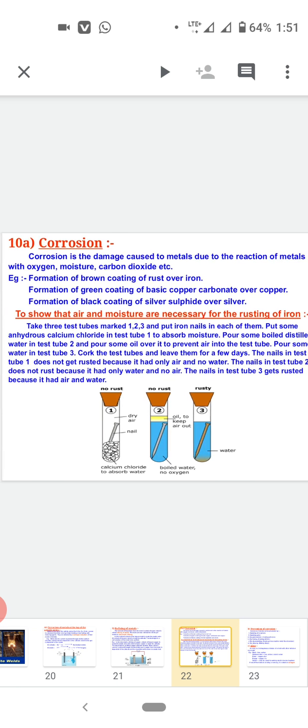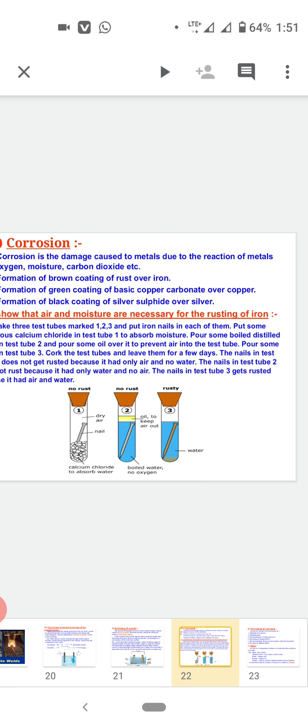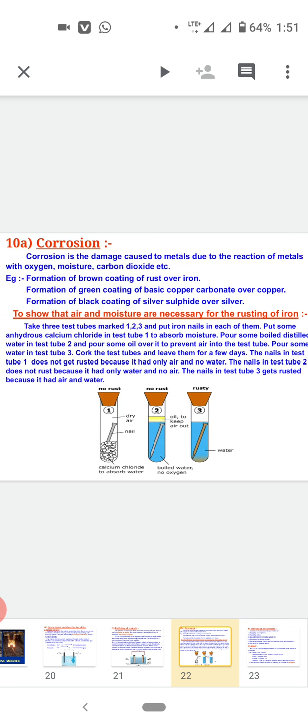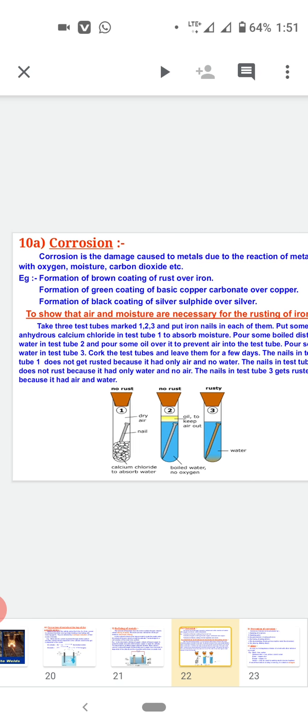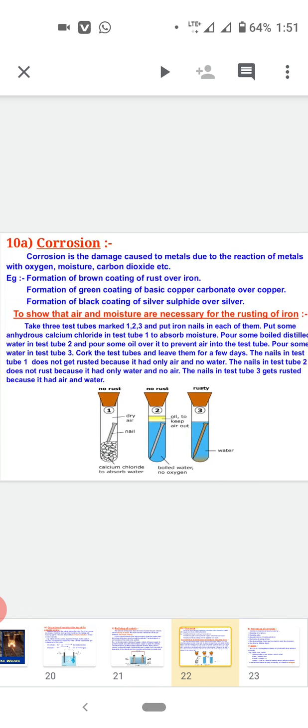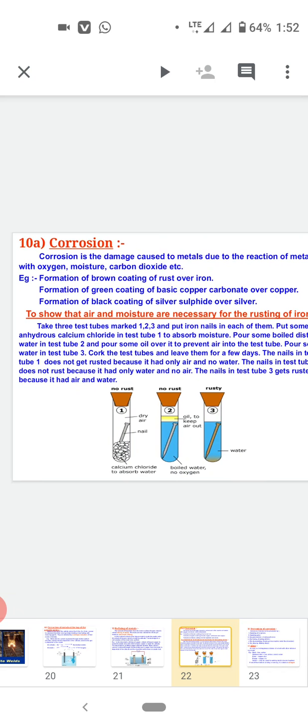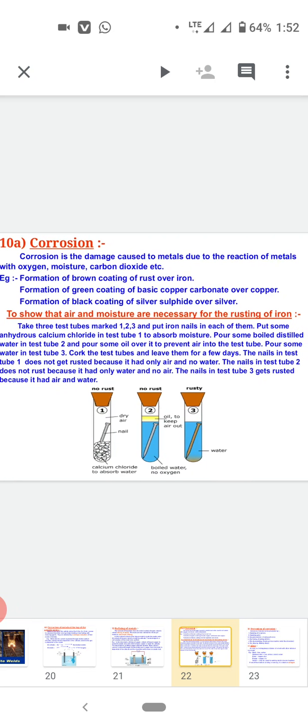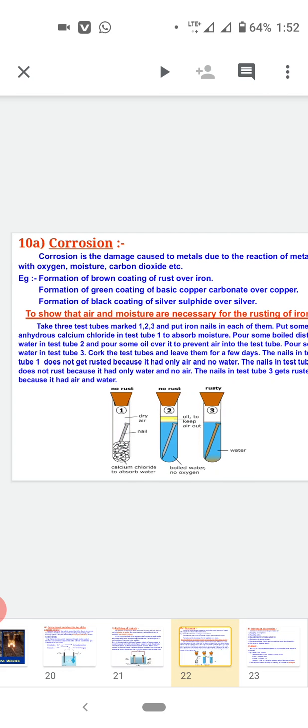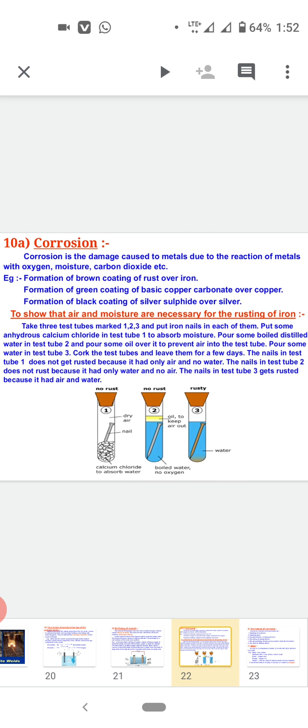Examples of corrosion are the formation of a brown coating of rust over iron, the formation of a green coating of basic copper carbonate over copper, and the formation of a black coating of silver sulfide over silver. Corrosion causes damage to metals. So, we have to remove or prevent corrosion by different methods.